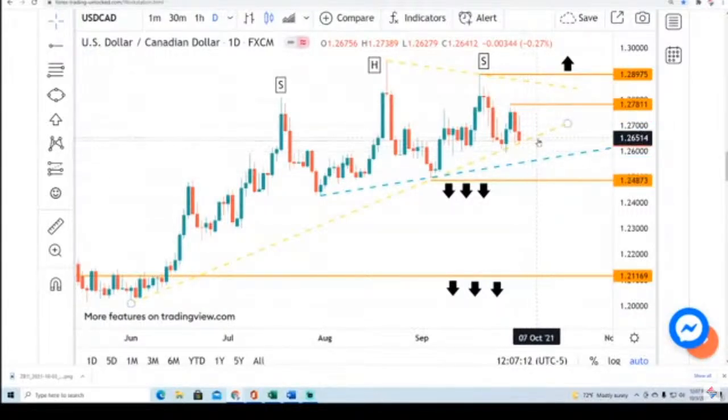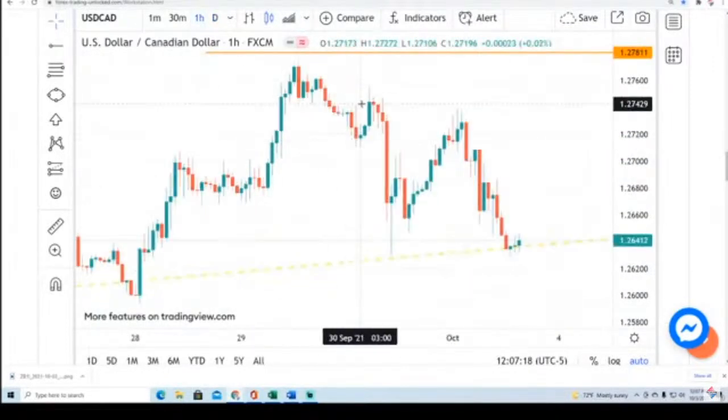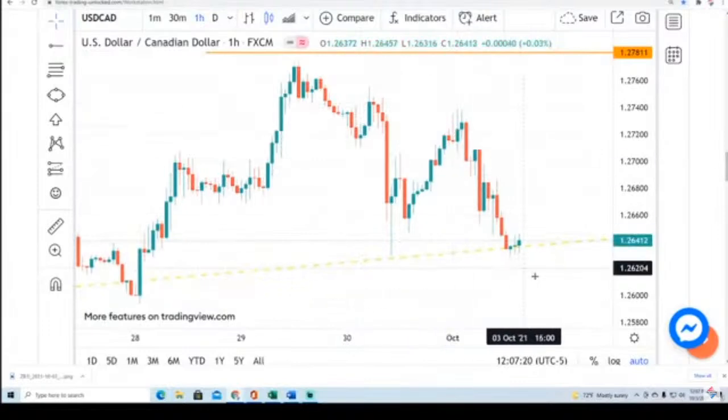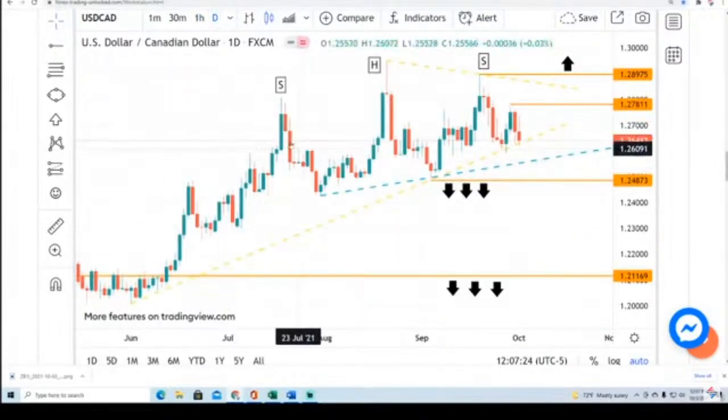I wouldn't doubt that you see some swings because you have a Canadian number coming out tomorrow. But if you look at it even on the hourly, you have lower move lows, lower move highs. You're looking to test support. Okay, so the U.S. dollar, Canada, and that helps to reinforce the selling off of the U.S. dollar as well.